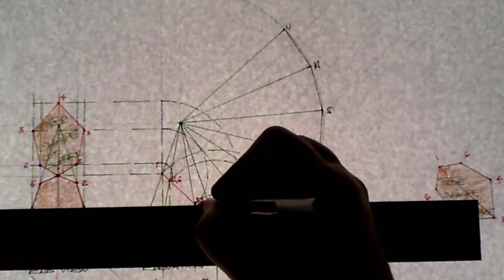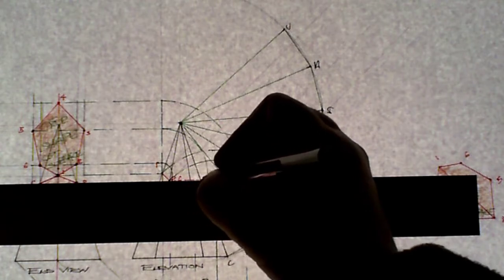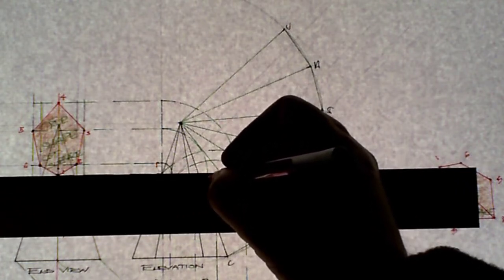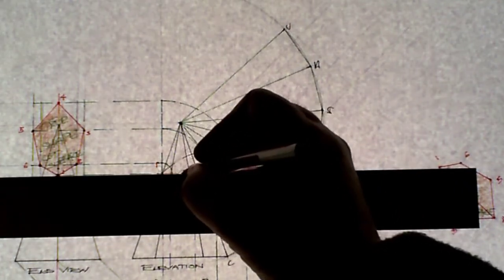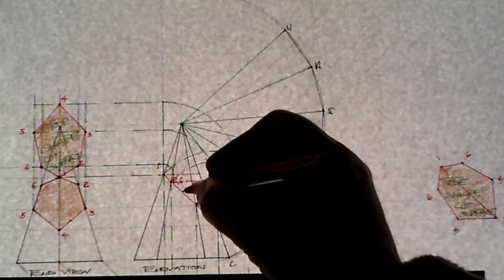Now I'm going to use red for this as a broken line. 2 to 6 and 0.1. Okay, now you can see where I brought it along all those points across to this side generator here.